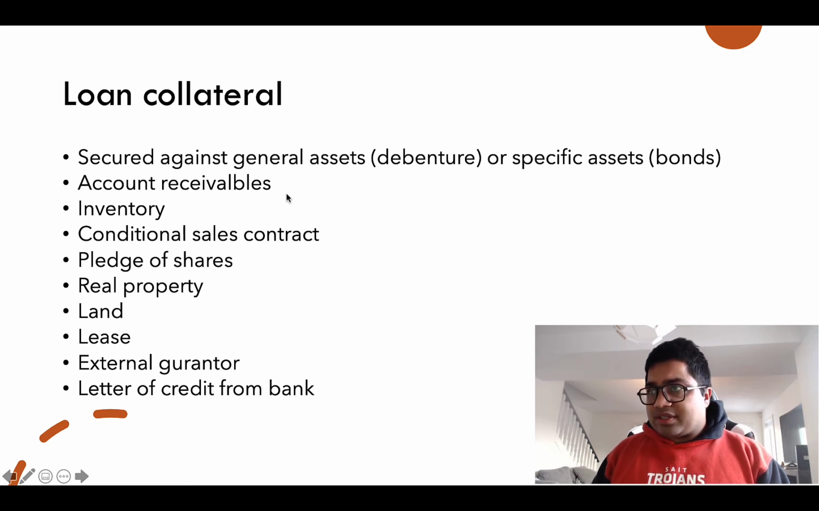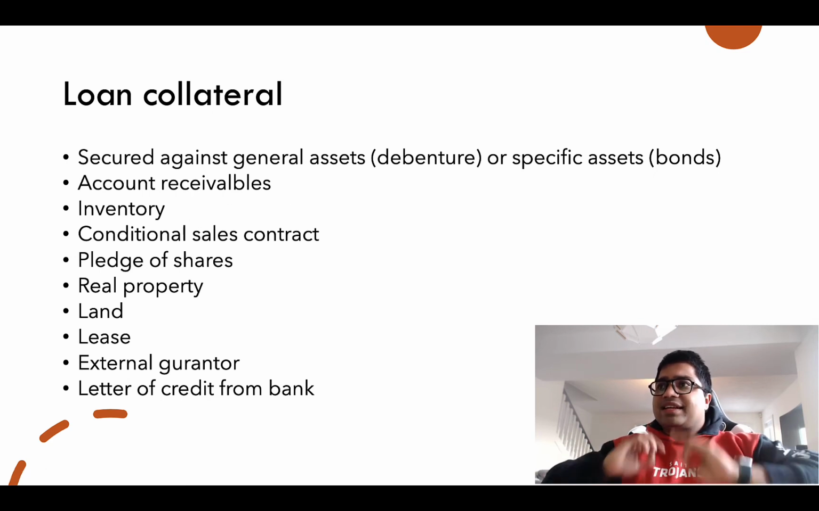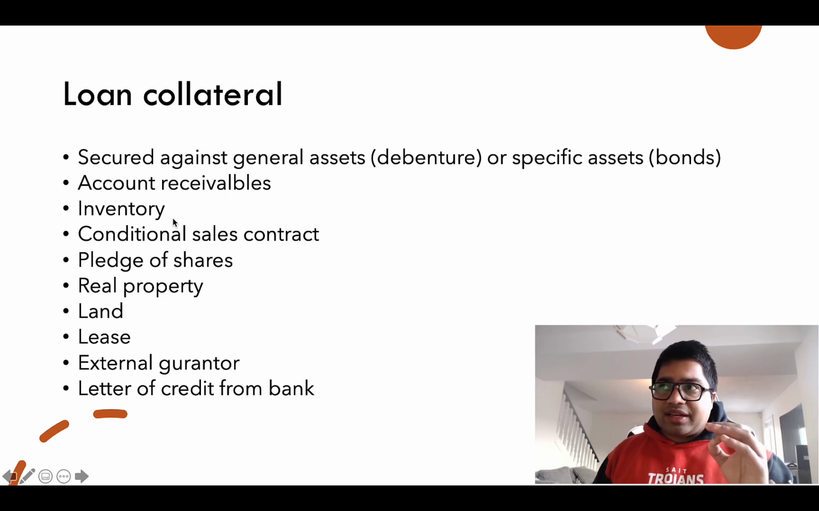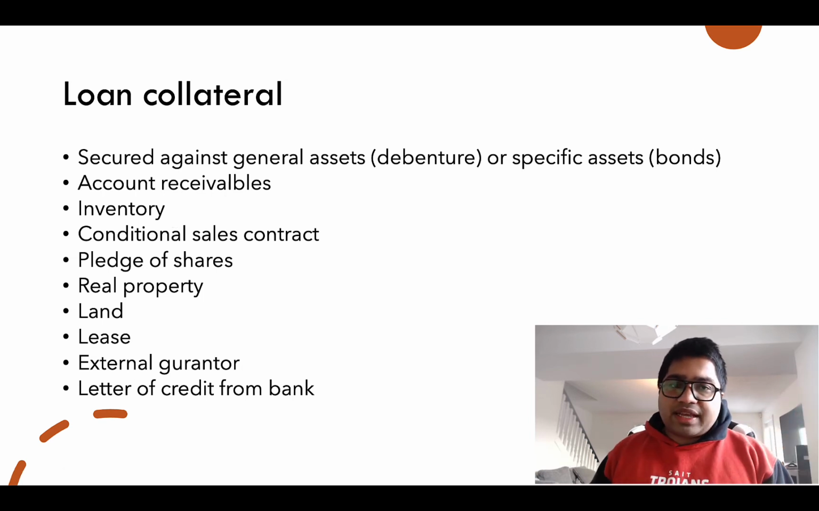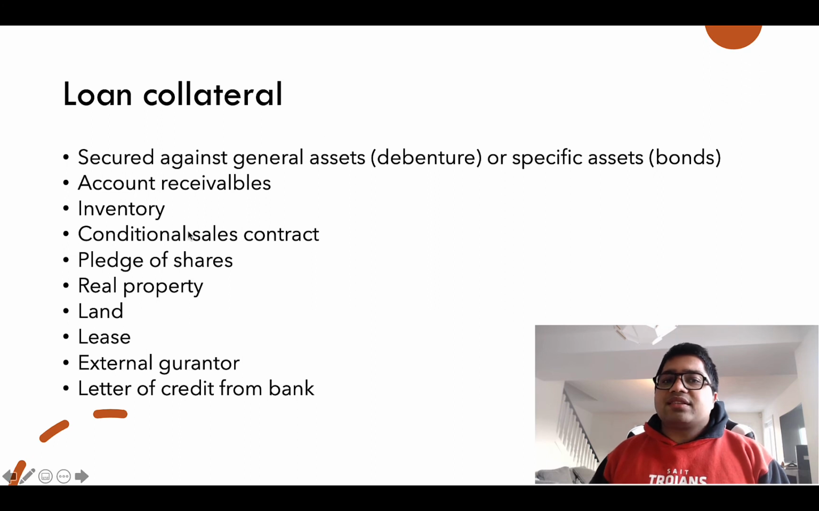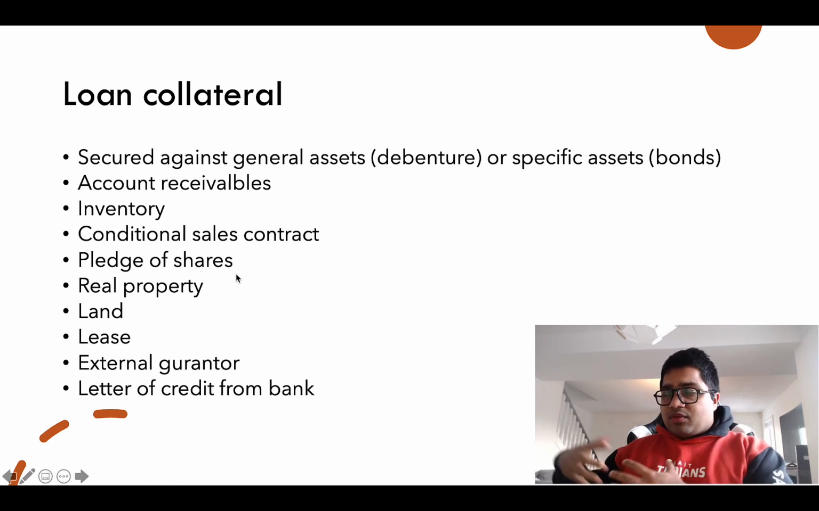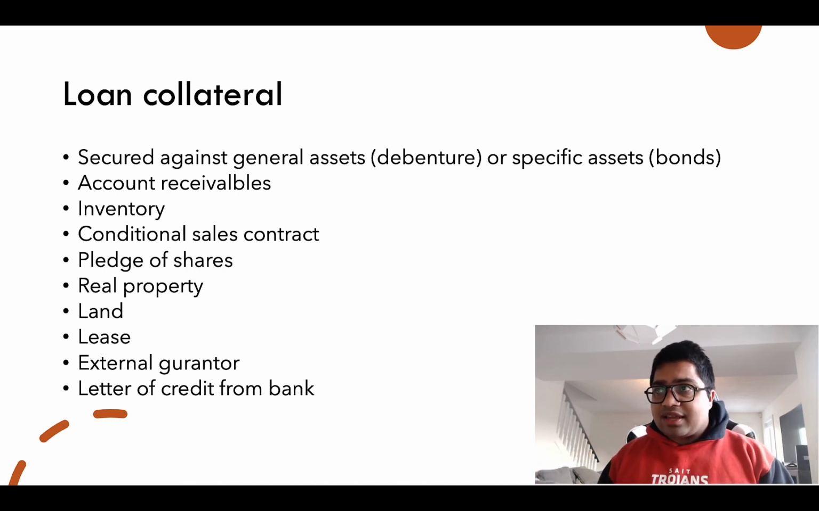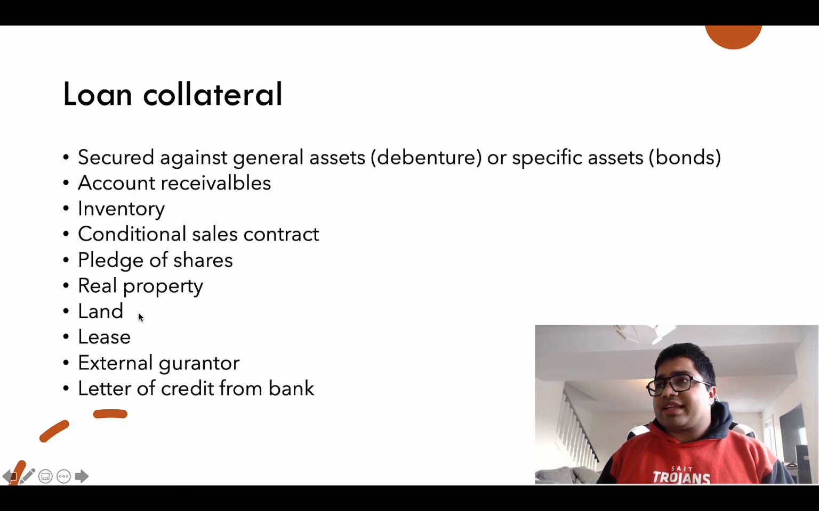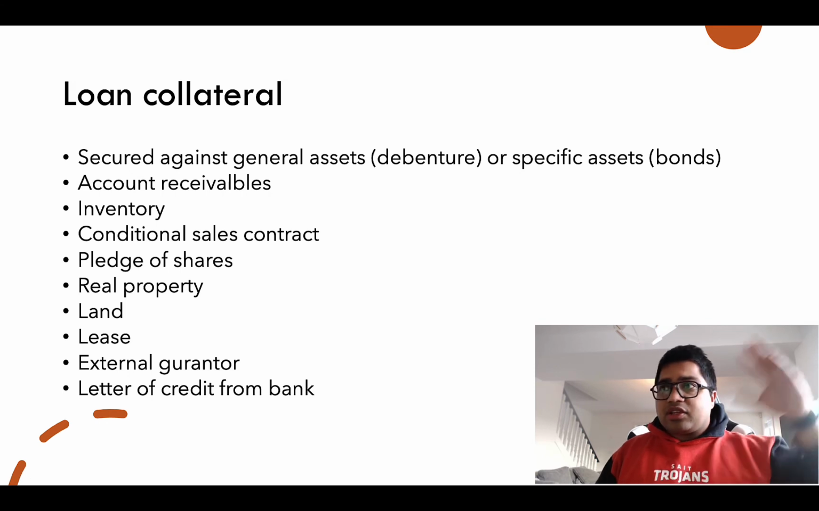Loan collateral can be account receivables. Account receivables are sales that have already been done. So you have sold something, and against that you can borrow money. It can be inventory. Inventory means things that you have not sold, and you can borrow against that. Conditional sales contract: if you have sold something conditionally, you can borrow money against that. You can pledge your shares. If you have some shares in your business, you can pledge those shares and borrow against them. Real property: you can borrow against factories, cars, etc. You can borrow against land that you own. You can borrow against a lease. If you have given a lease to your customers, you can borrow against that.